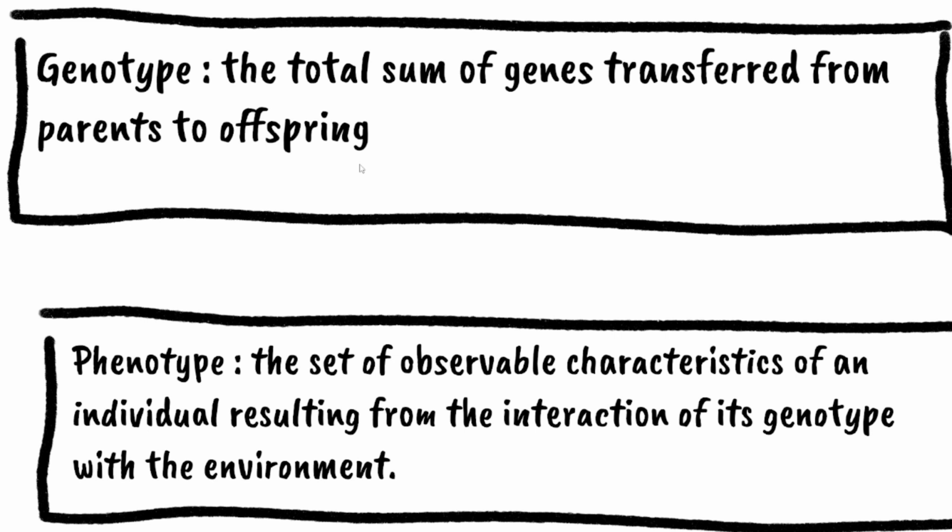After that, we learn gene. What is a gene? A gene is a length of DNA that codes for a specific amino acid. What is an allele? Allele is a variety of a gene. Now we're going to learn about a genotype. It's totally different from that. A genotype is a sum of genes transferred from parents to offspring.